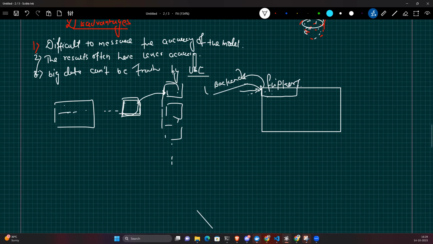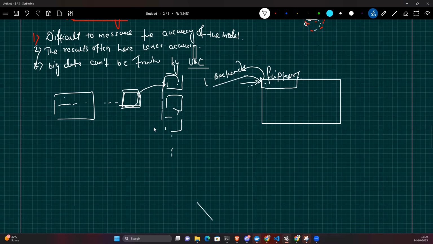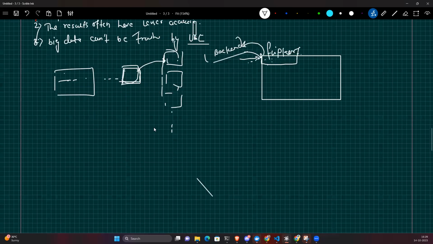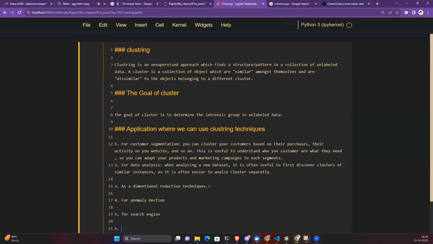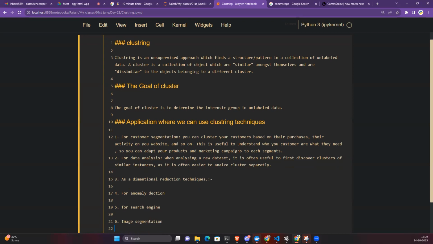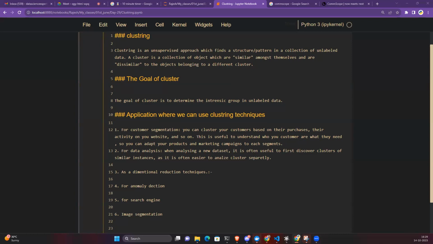Next is image segmentation. It's a very popular thing. Let me talk about this. In an autonomous car we are using this kind of thing. Let me write this. Sixth point is image segmentation. What do you mean by image segmentation? Let's talk about this.